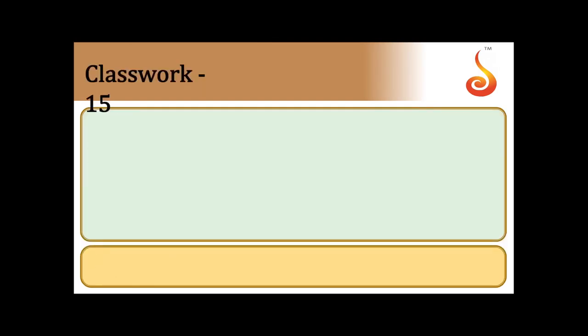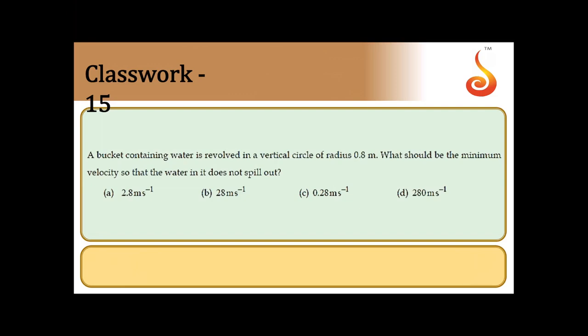Yes, we shall move on to next one. A bucket containing water is revolved in a vertical circle of radius 0.8 meter. What should be the minimum velocity so that water in it does not spill out? So I need to find minimum velocity of the bucket so that water in it doesn't spill out.